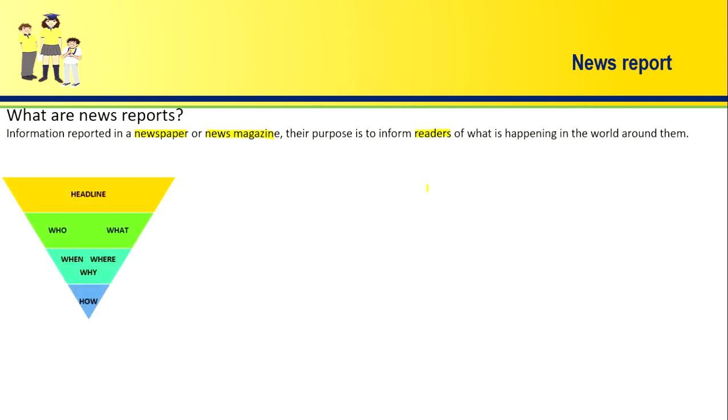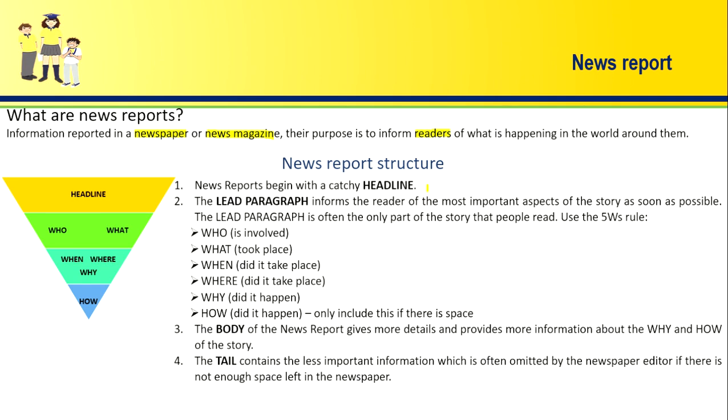News reports have a very specific format. Our structure is really emblematic. Most of them use these four steps. First, news reports begin with a catchy headline, one that catches your attention. Then it continues with a lead paragraph.